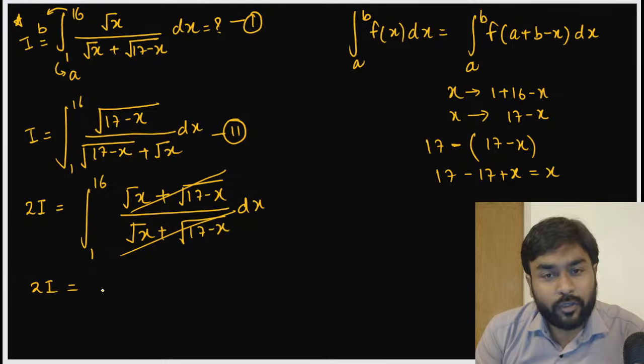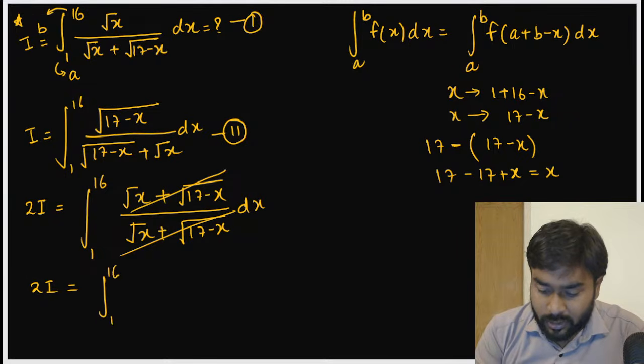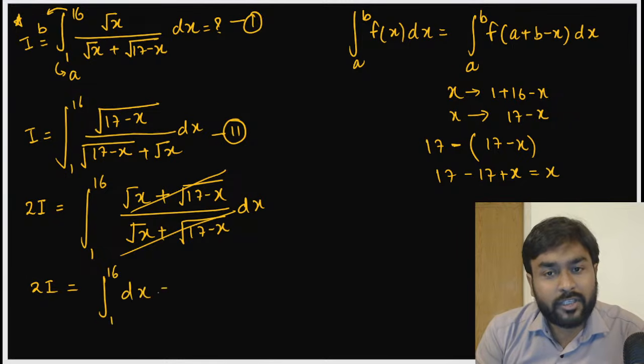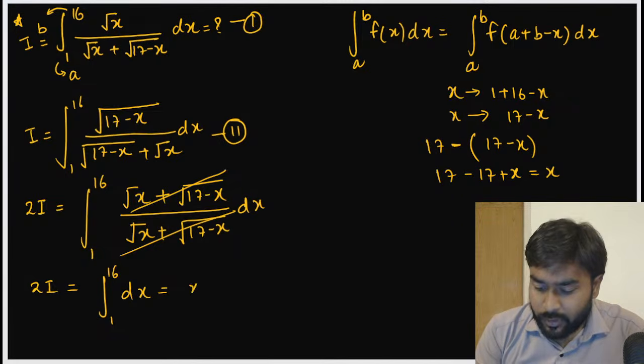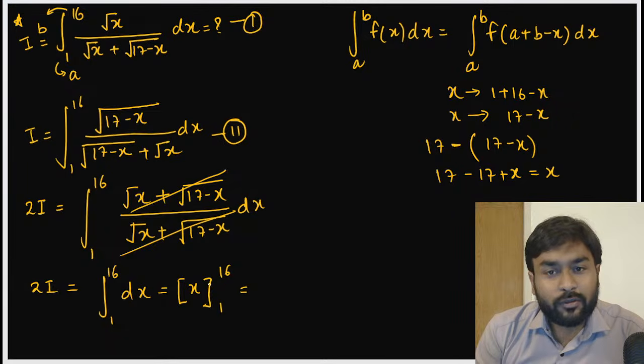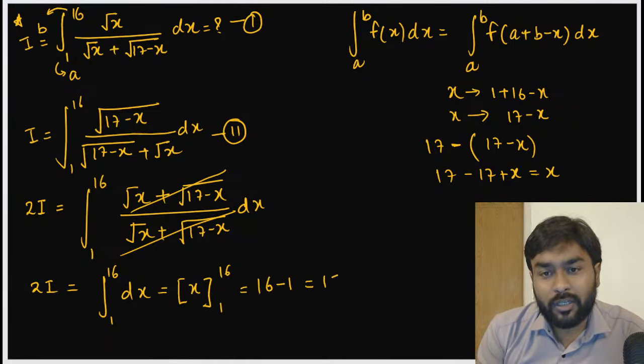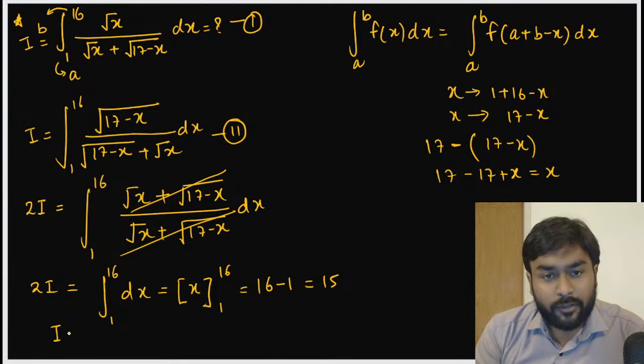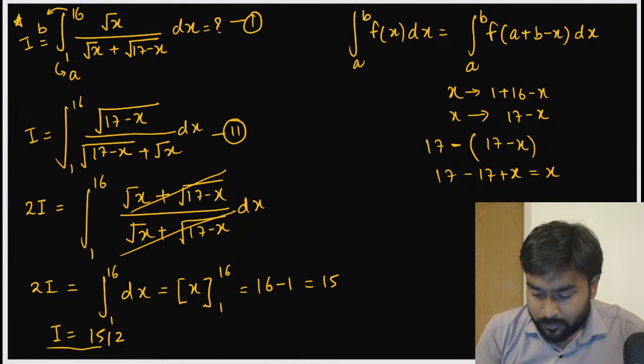So 2I equals integral 1 to 16 dx. The integration of dx is nothing but x. So here we apply the limits: upper limit minus lower limit. 16 minus 1 is 15. So the I value is 15 by 2. That will be our answer.